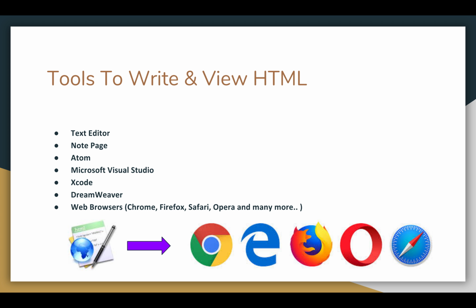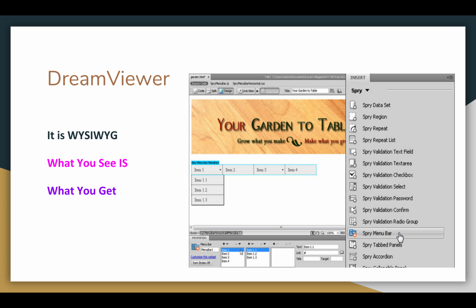To write and view HTML, you need at least two things. One is a text editor, and another is a browser. Any browser you must have. You can use TextEdit on Mac machines and Notepad on Windows machines. Atom is an IDE, Microsoft Visual Studio is an IDE, Xcode is an IDE, Dreamweaver is also an IDE, and for browsers, you should have any one. Edge is now available from Microsoft, you can use that one as well. So here you go, let's write the code for our first page.